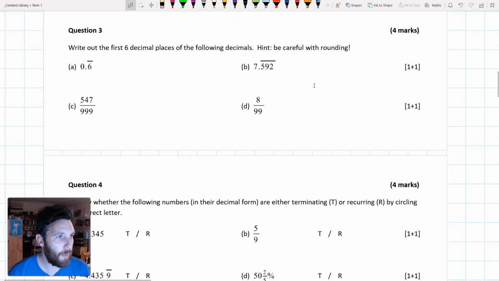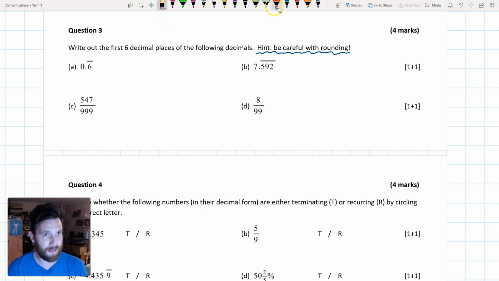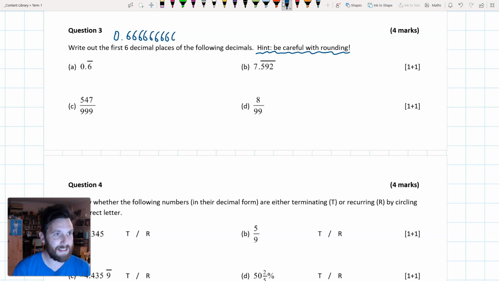Okay, next question. We want to write the first 6 decimal places of the following decimals. Pretty big hint here is to be careful with your rounding! The reason for that is, if we look at this first one here, we've got 0.6 and we've got a bar above the 6, and that tells us that the 6 is a repeating digit. So if we were to write 0.6 recurring as a decimal, we're going to get 0.6666666 going on for as long as we are able to, but we just want the first 6 decimal places for this one.